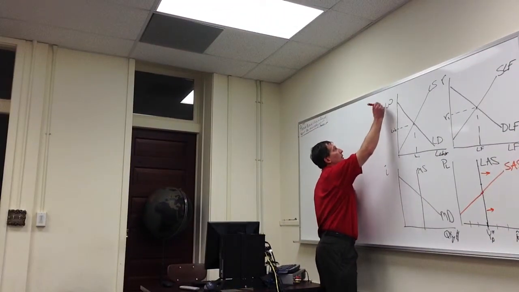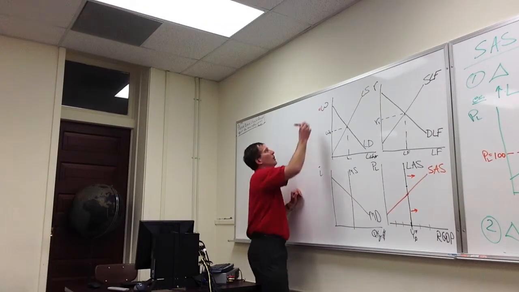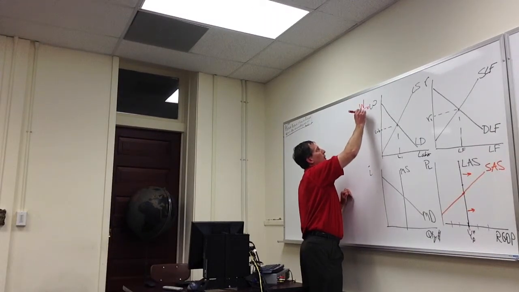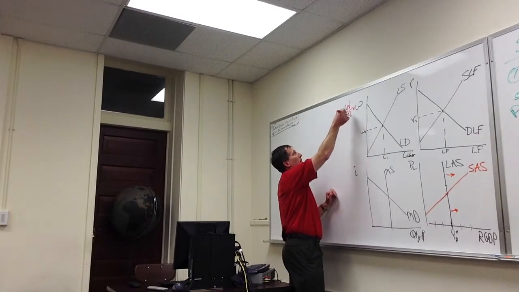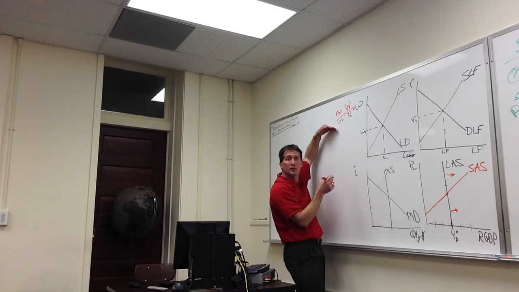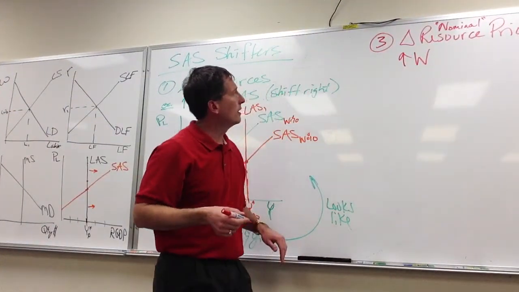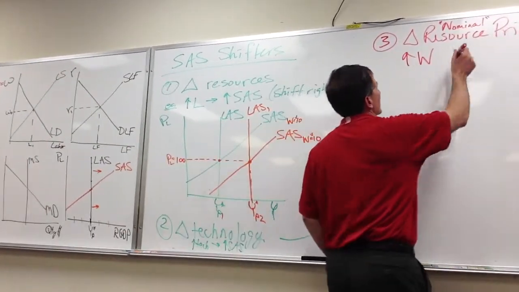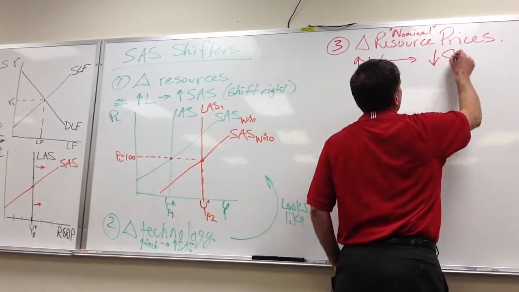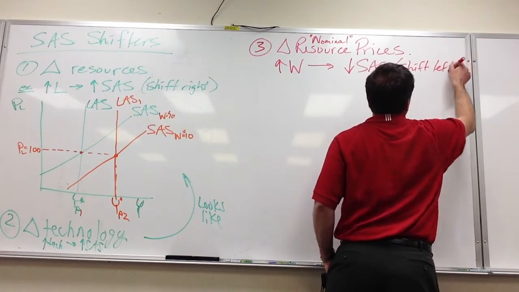How did we derive the real wage? Coming back to chapter 6 for a moment. Nominal over the price level. Big W over the price level. That's where we went through those examples of if I'm making $30 an hour, but the price level is 112, the real wage is 30 divided by 1.12, right? So we're talking about big W over here now. If there's an increase in nominal resource prices, that's going to lead to a decrease in short run aggregate supply, a shift to the left.